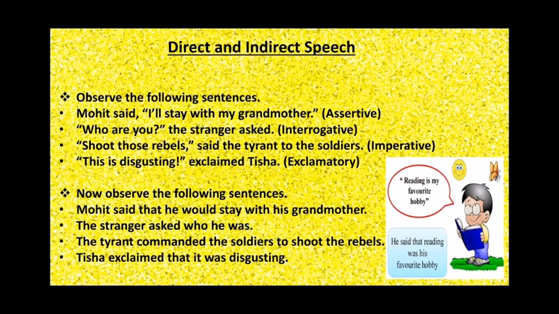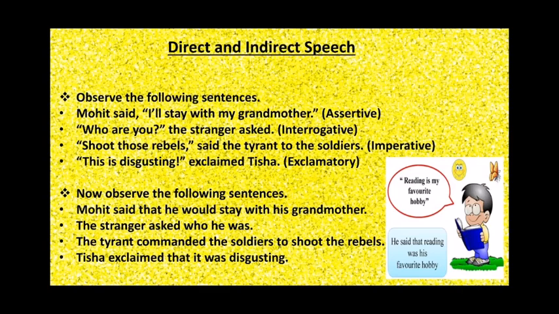Mohit said that he would stay with his grandmother. The stranger asked who he was. The tyrant commanded the soldiers to shoot the rebels. Tisha exclaimed that it was disgusting.